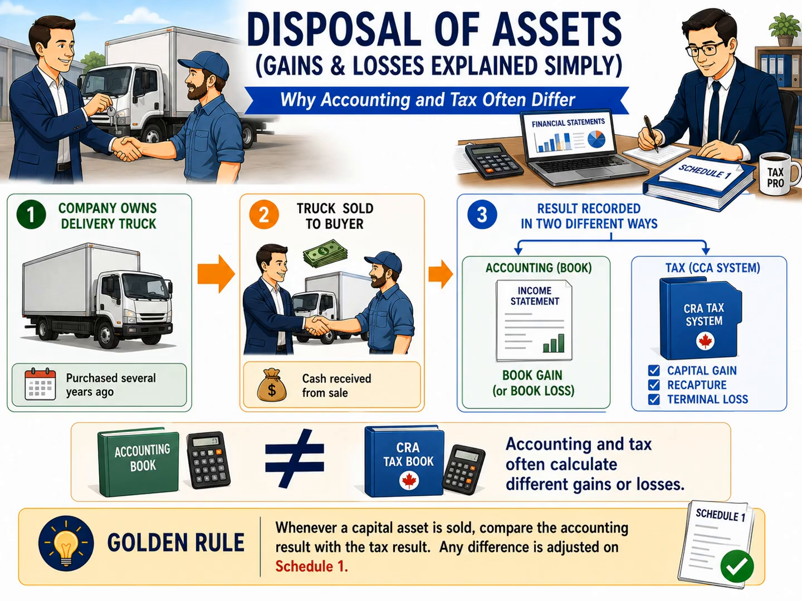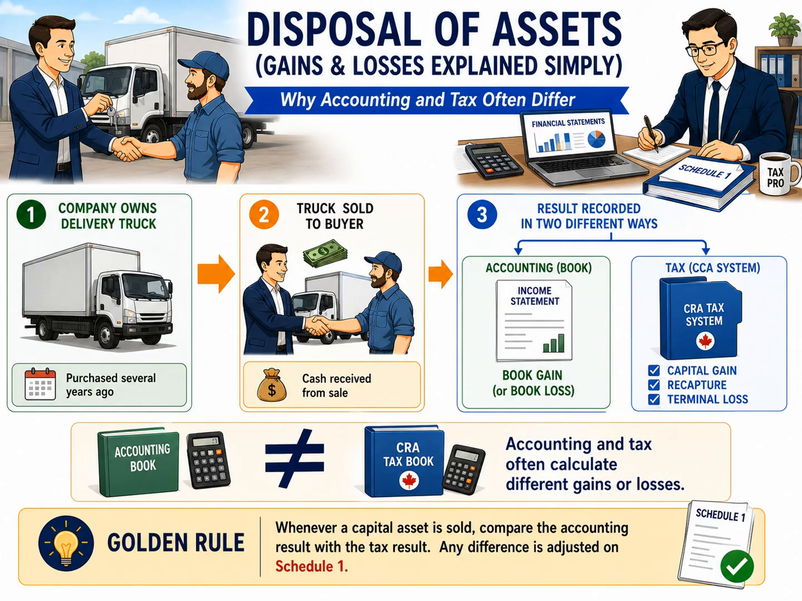Let's use the example of a delivery truck. The corporation purchased the truck several years ago and has been using it in the business. Eventually, the company decides to sell it and receives cash from the buyer. For accounting purposes, the accountant compares the truck's selling price with its book value, which is based on accounting depreciation. This produces either a book gain or a book loss that appears in the financial statements.